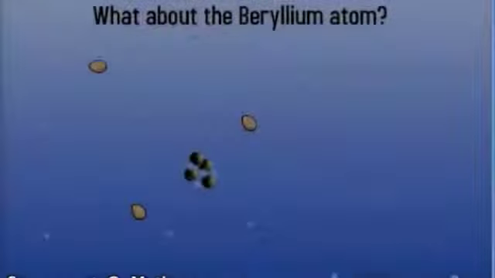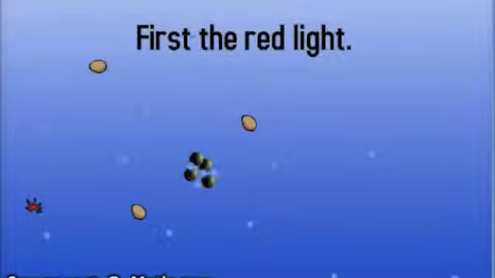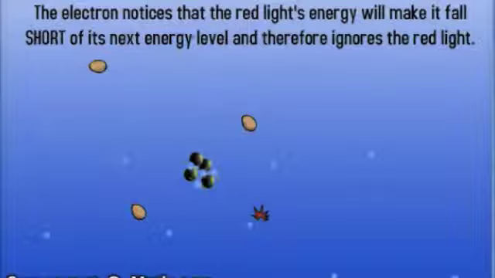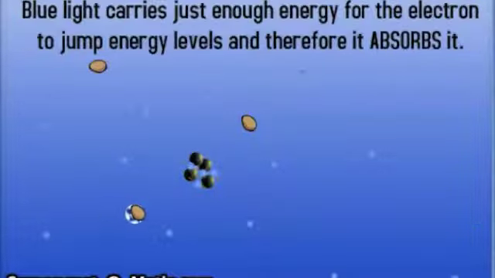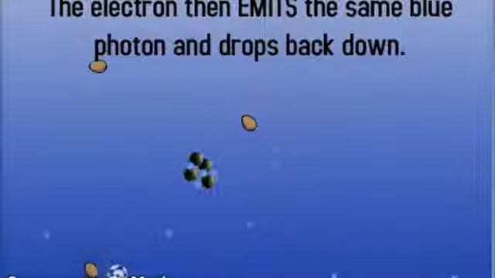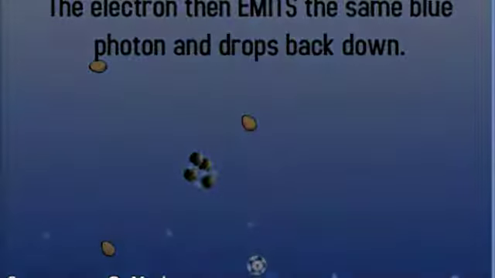What about the beryllium atom? First, the red light. The electron notices that the red light's energy will make it fall short of its next energy level and therefore ignores the red light. But what about blue light? Blue light carries just enough energy for the electron to jump energy levels and therefore it absorbs it. The electron then emits the same blue photon and drops back down.